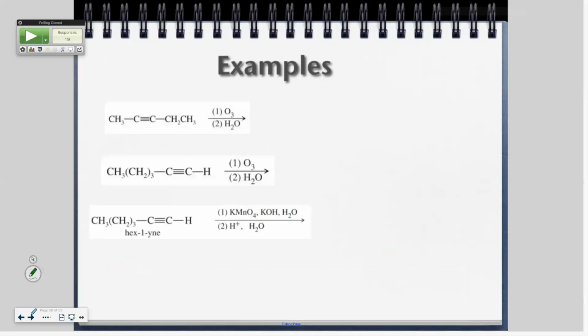All right, so look at this one. So here's our triple bond. We got ozone and water. And it's a 1E and a 2E. Okay. All right, so what are we going to do? What is this going to do to this compound? It's going to cut it.